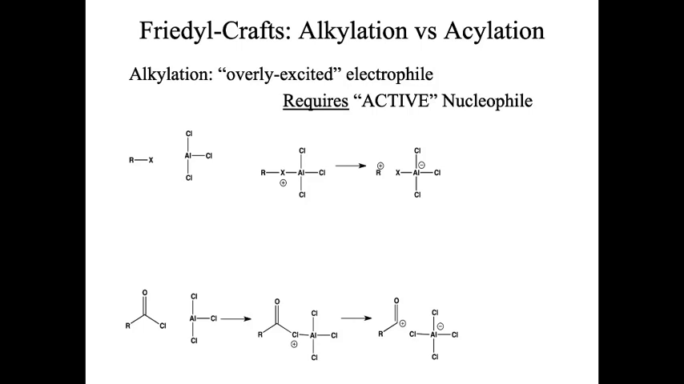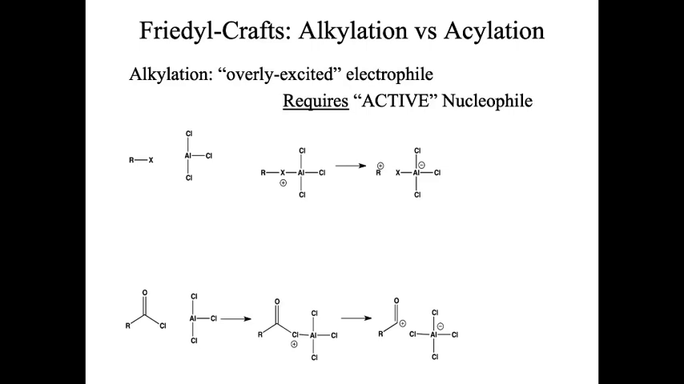So let's look at some of the more challenging ones. Remember we said alkylation required an active nucleophile. We need an active nucleophile because the electrophile here is so incredibly unstable that it forms and reforms our stable halide so fast that I need an active nucleophile to step in and react and prevent that reverse. Does that make sense? So our electrophile is incredibly unstable there. I need an active nucleophile to react with it immediately.